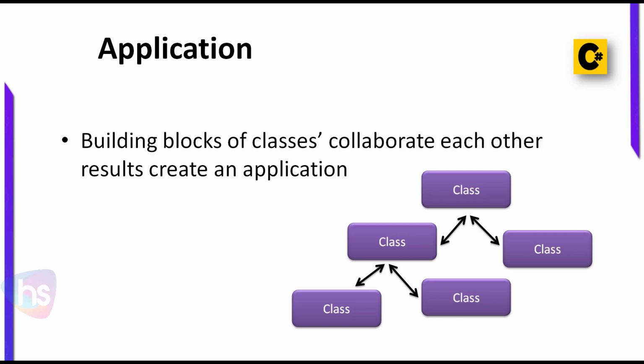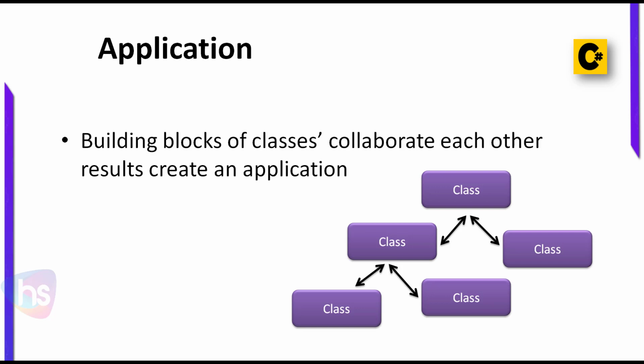Before discussing .NET application architecture, you have many components. All these components we are going to integrate with each other. By doing this, we will complete a successful application development using the .NET framework. So, about an application: building blocks of classes collaborate with each other, and the result creates an application. How is the diagram going to represent the classes here?